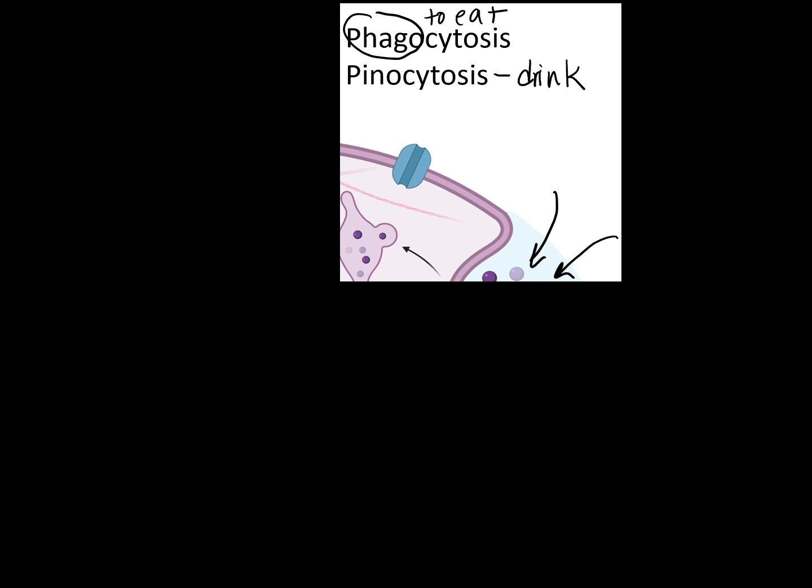Both pinocytes and phagocytes present their findings to leukocytes, or white blood cells, that are in lymph nodes. These white blood cells are then able to mount an immune response if needed. So phagocytes and pinocytes are kind of like your first line of defense.